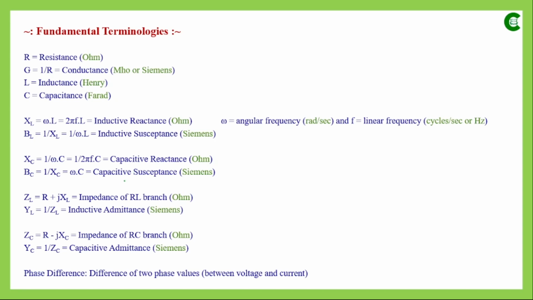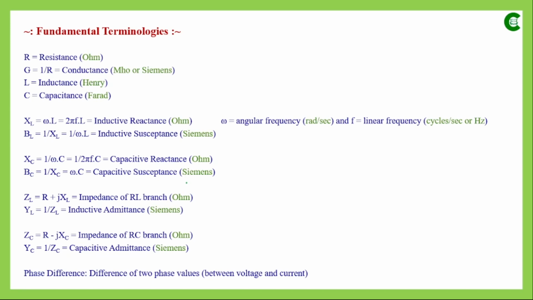In case of capacitive circuit, or in case of capacitor, the susceptance is called capacitive susceptance, and that is 1 by XC. So it will finally be omega multiplied by C, the unit is the same, and that is Siemens.